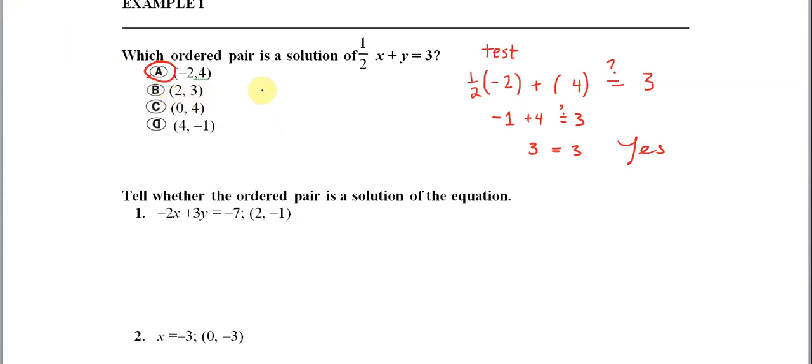Well, if we tested out B, we would do 1/2 substituting in the 2 plus y, which is substituting in the 3. Is that really equal to 3? Well, 1/2 times 2 is 1 plus 3. Is that really equal to 3? 4 is definitely not equal to 3. Okay, so here, when we plug in 2 and 3 for x and y, we get a false statement. 4 is not equal to 3.